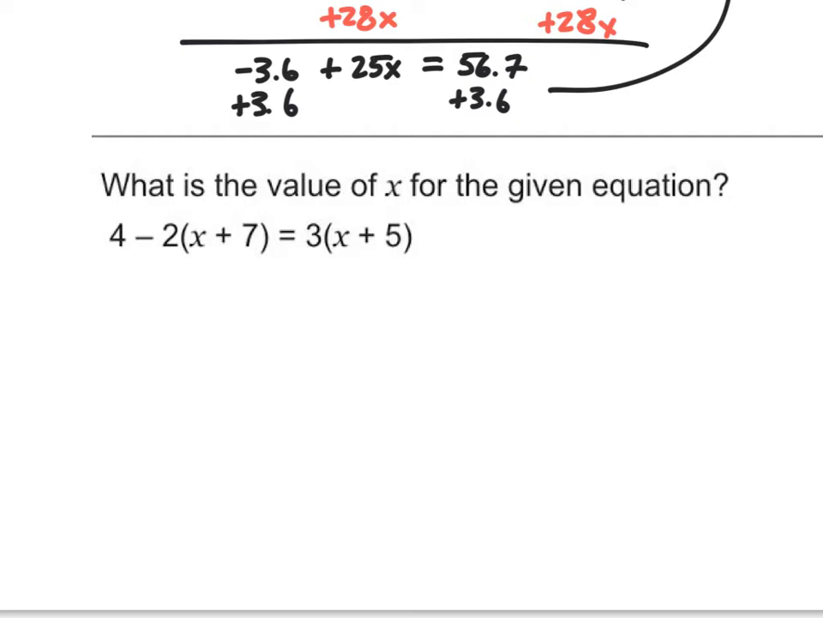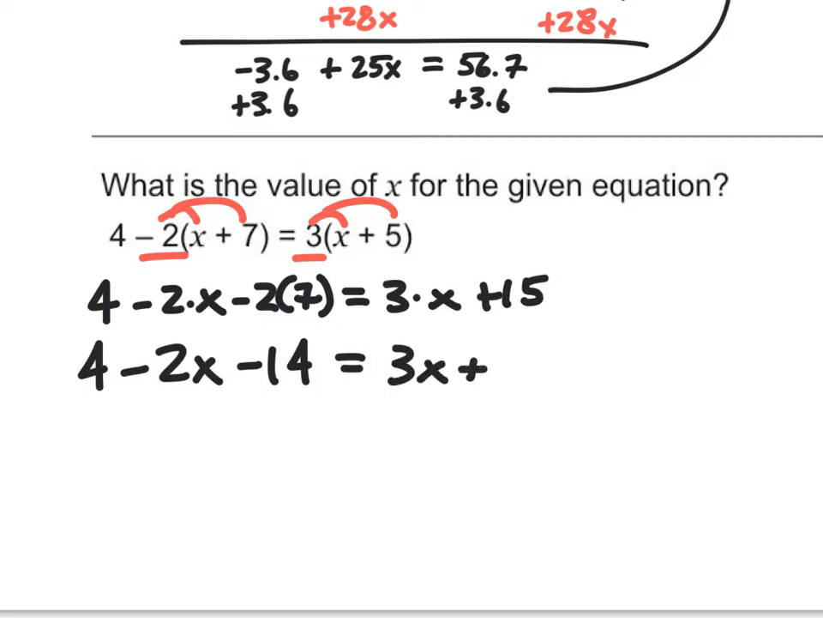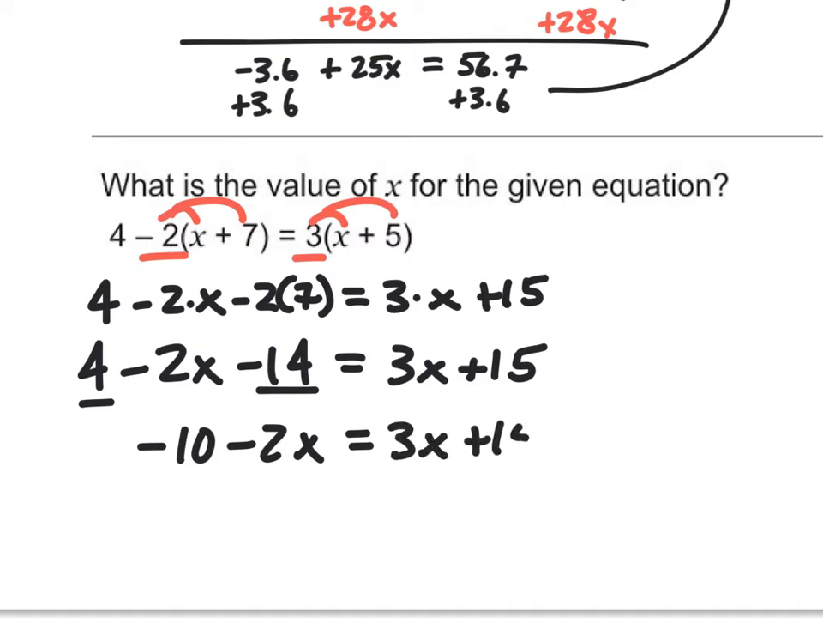I still need to distribute my negative 2 into x and then 7. And then I'm going to distribute my 3 into x and 5. So I've got 4 minus 2 times x minus 2 times 7, and that's equal to 3 times x plus 15. Now let's evaluate some of this. I've got 4 minus 2x minus 14, equal to 3x plus 15. Now 4 minus 14 is going to give me negative 10. So I've got negative 10 minus 2x is equal to 3x plus 15.